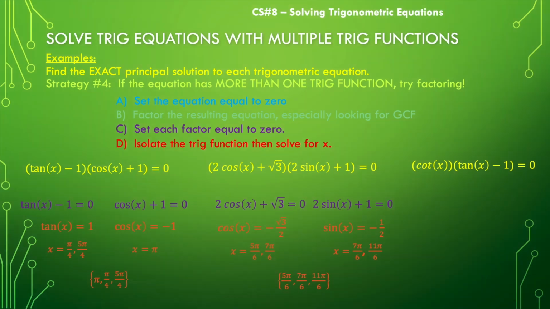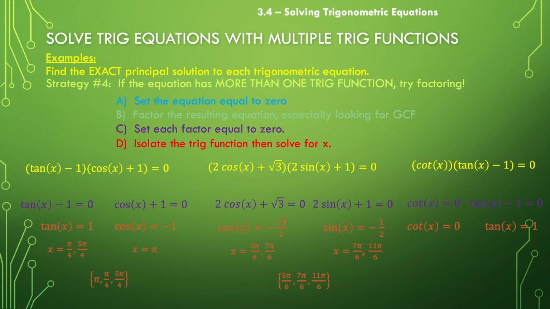So for this example, I have cotangent of x times (tangent of x minus 1) equal to 0. For this example, we're going to do exactly what we did before and take those two factors and set them each equal to 0. And then let's try to solve the resulting equations. So that means that the cotangent of x will equal 0 and the tangent of x will equal 1.